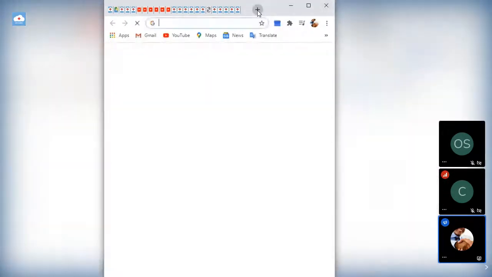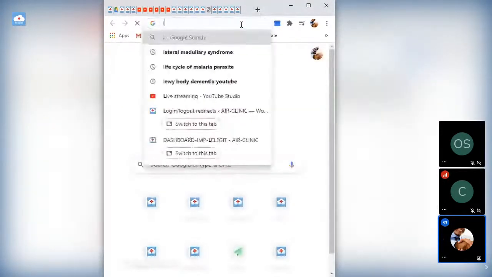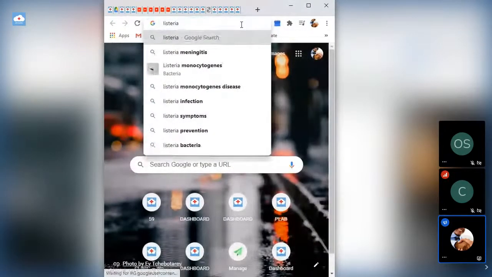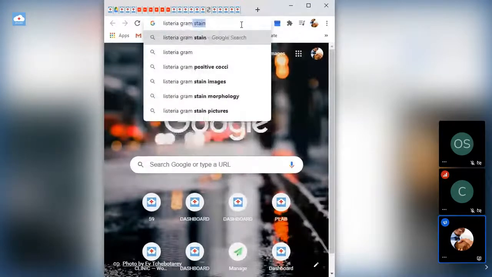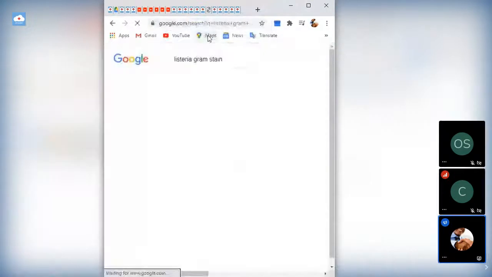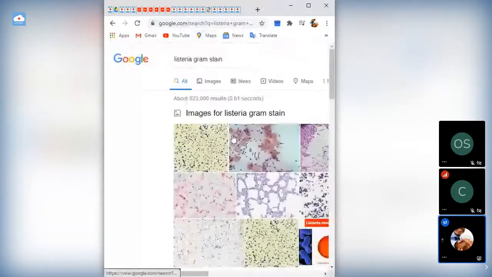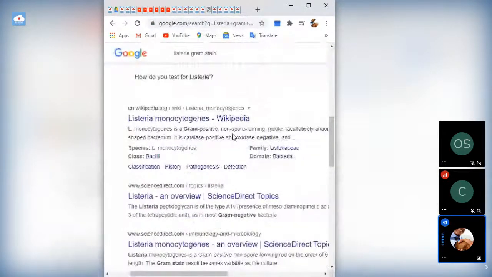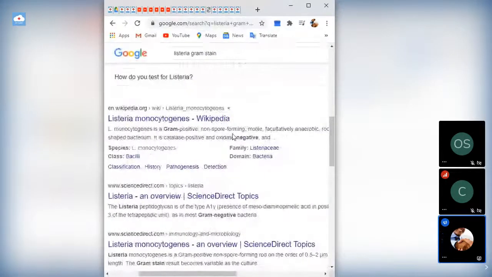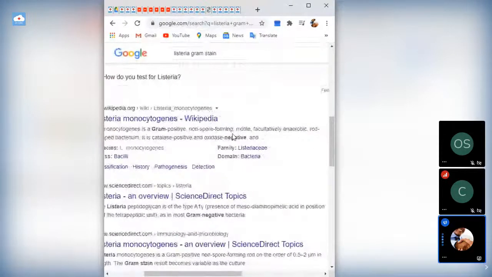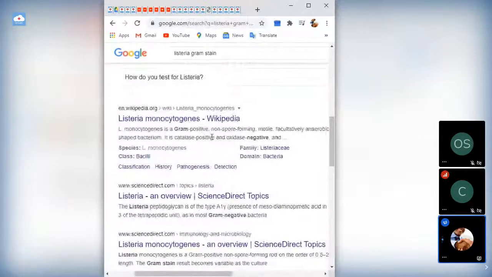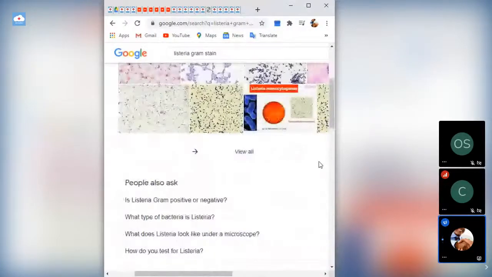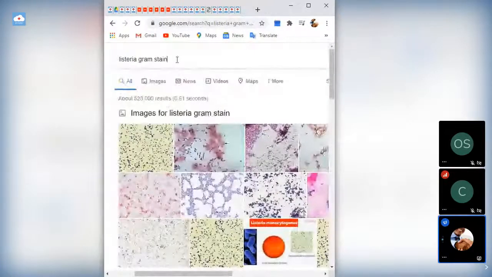Let me check. Listeria monocytogenes is gram positive, non-spore forming, motile, facultatively anaerobic, rod shaped. Catalase positive and oxidase negative. All right, so it's gram positive. Let me look at the gram positive organisms again.